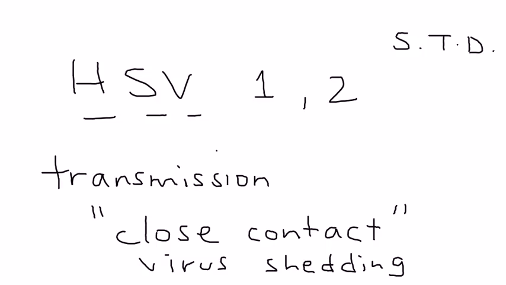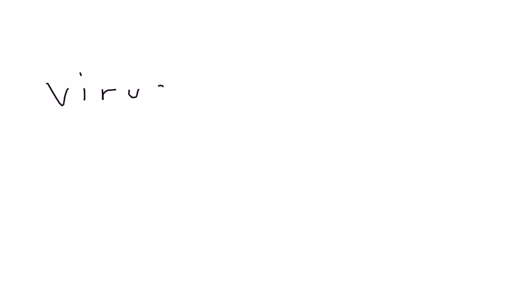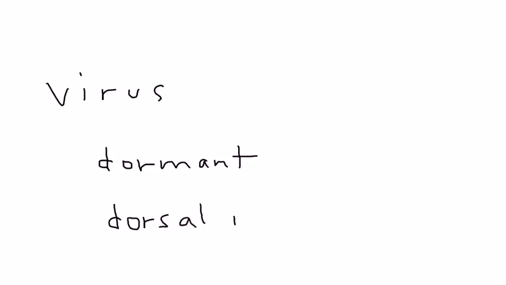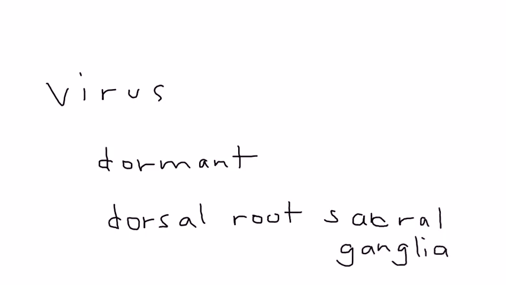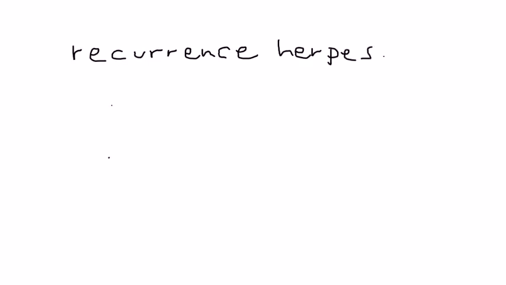Now, what's important about this virus that is rather sad and unfortunate is that it lays dormant in the nerves, in particular the dorsal root ganglia, dorsal root sacral ganglia. What can happen is that this virus can be reactivated because of some triggers. So periodically you can get a recurrence of herpes, and here are some of the reasons.